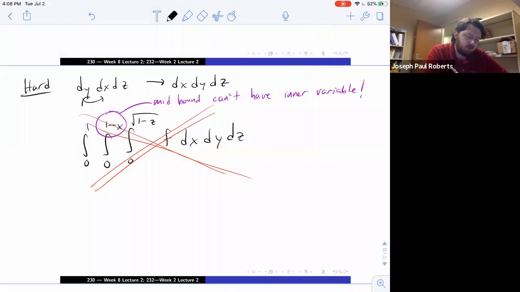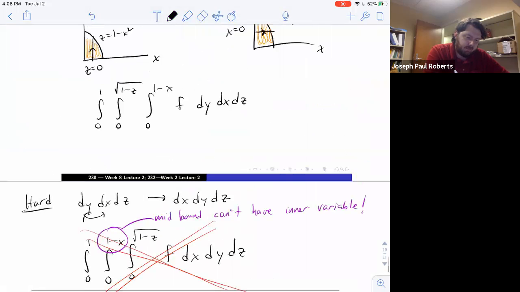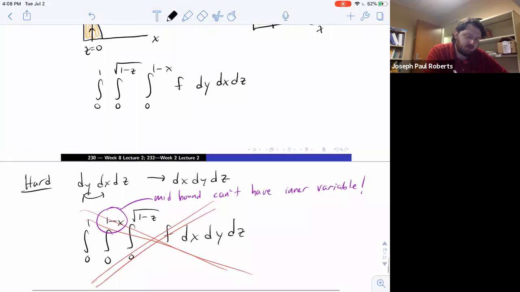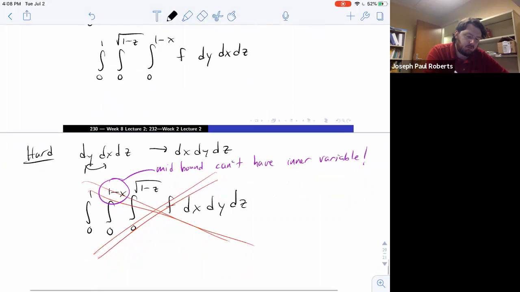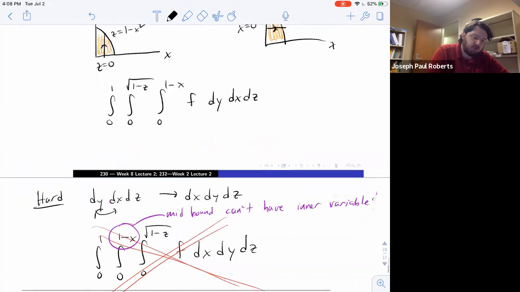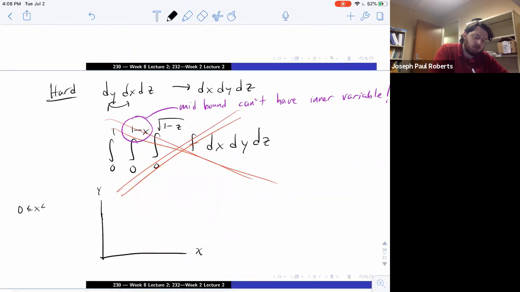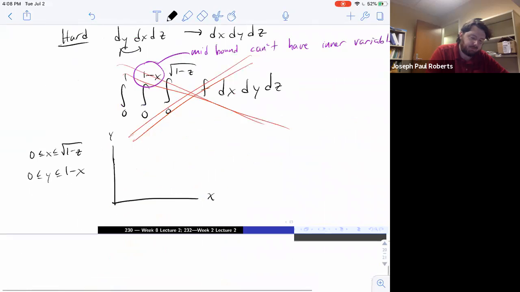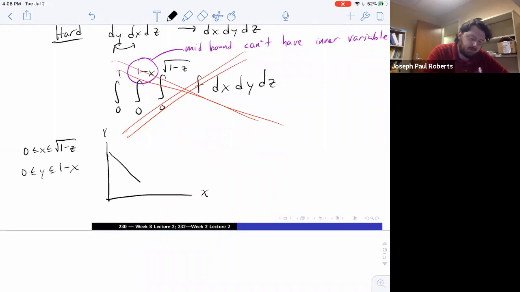It just gets a little bit trickier because we have this square root of 1 minus z. So when we go to draw what's going on here in the xy plane, it's saying that x is going from 0 to the square root of 1 minus z, and y is going from 0 to 1 minus x. So y equals 1 minus x, that's my top curve. But I'm not going all the way from x goes to 0 to 1.